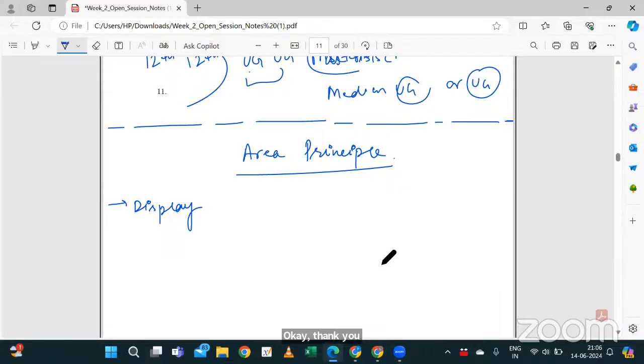Okay, so the next concept is area principle. I have a doubt: what is the meaning of area principle?